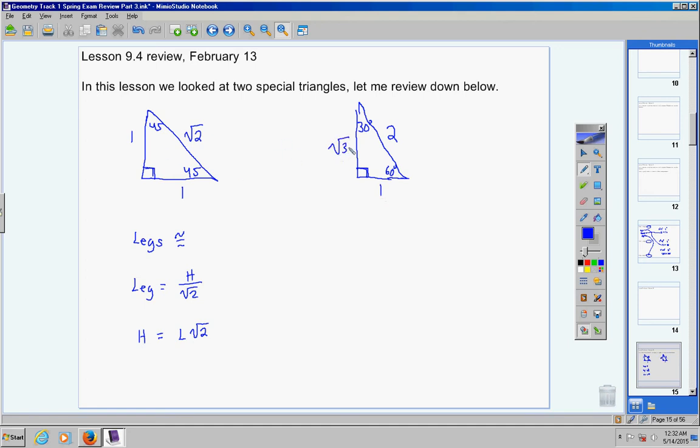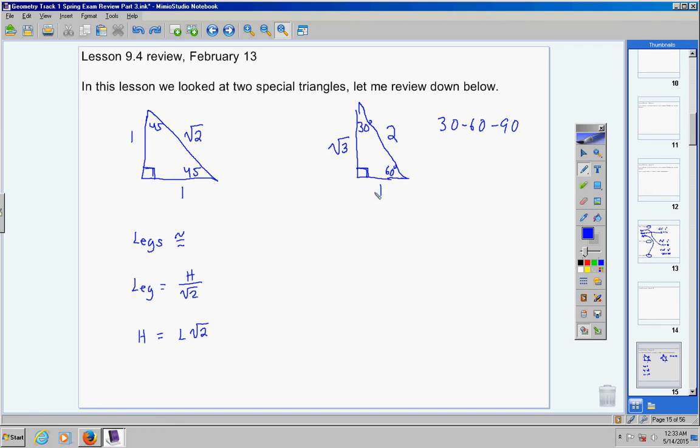These two triangles are pretty much the model unit triangles teachers use when they're teaching 30, 60, 90 triangles and 45, 45, 90, okay? So here we have a 30, 60, 90 triangle. Got it? Now here's what you need to know. First of all, we have a smaller leg and a longer leg, okay?